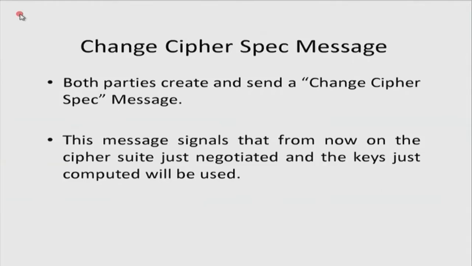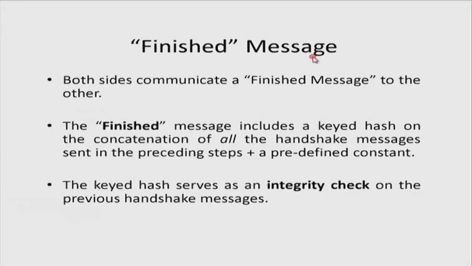So I mentioned before, in the transition between the SSL handshake and the SSL record protocol, there is another protocol that you momentarily go through, and that is the change cipher spec protocol, which is triggered by this change cipher spec message. So both parties create and transmit a change cipher spec message. This message signals a transition that from now on the cipher suite just negotiated and the keys just computed will be used. And then there's a finished message. So let's just go back to that picture just to make sure we understand where these things fall in place.